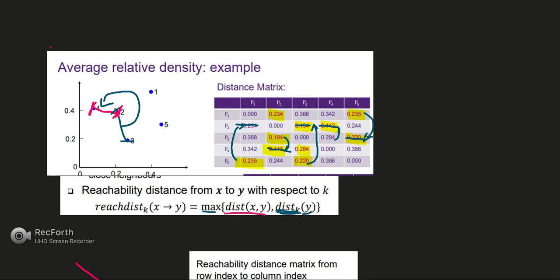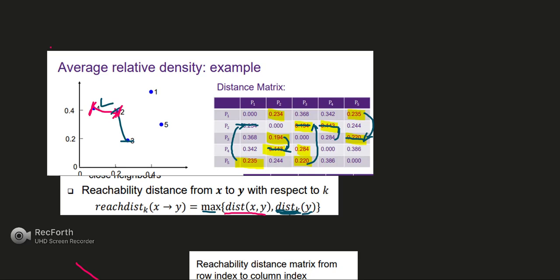So what does that mean? That is, in the case of point 2, we have 2 points in its neighborhood. So its neighborhood looks like this. There are 2 points in the neighborhood of 2. And the distances to those points are this distance, which is in pink, and this distance, which is in blue.